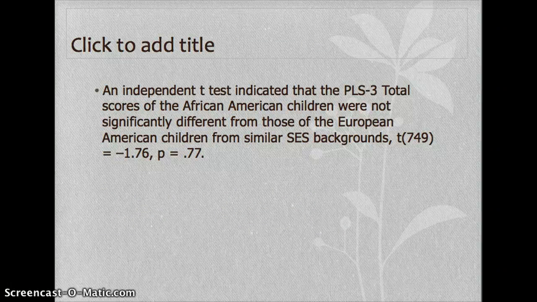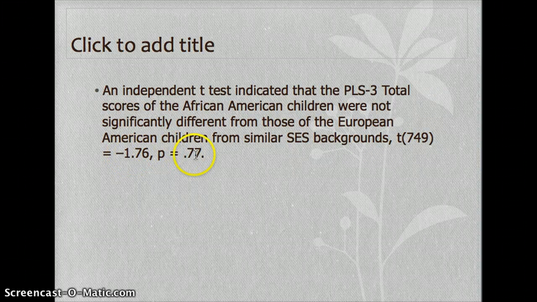Okay, so here's how it would be written up. An independent t-test indicated that the PLS-3 total scores of the African American children were not significantly different from those of the European American children from similar socioeconomic backgrounds. And then it's got the t, the degrees of freedom, the t-number, and the p-value.